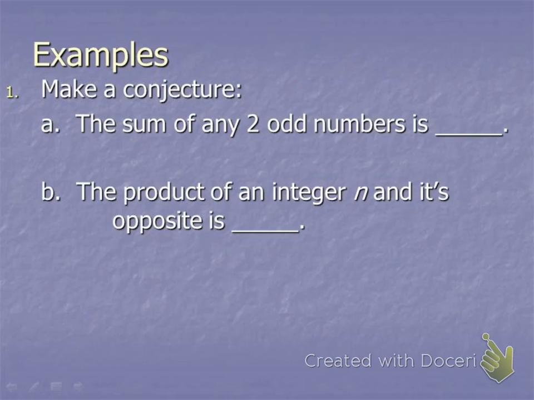Now, some of the hardest things to figure out when you're making conjectures is just old vocabulary words that you might have forgotten. So let's talk about some of those words as you're writing them. What does sum mean? Addition. So I'm just going to put a little plus sign above sum so I remember that means addition.